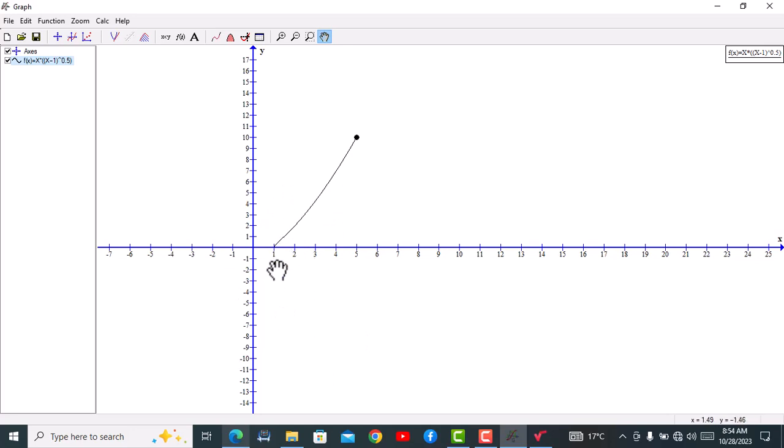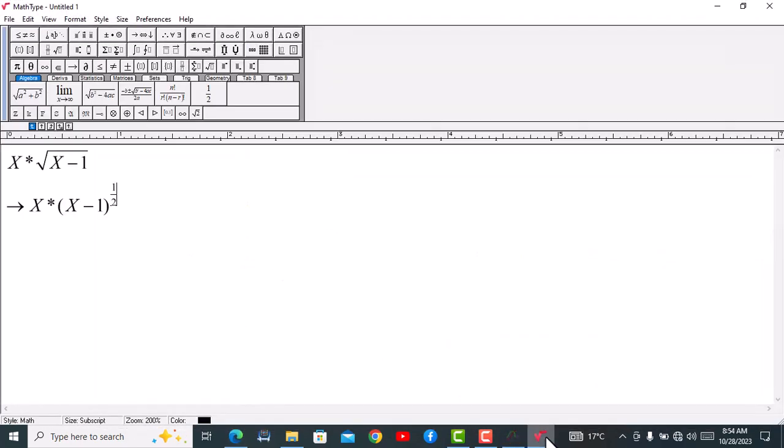Now I want to find the domain and the range of this. Now, will it be possible if I look at these two functions that are multiplying one another and do the following? Okay, I have f at x equals x, and I have g at x, and that is equals to the square root of x minus 1.